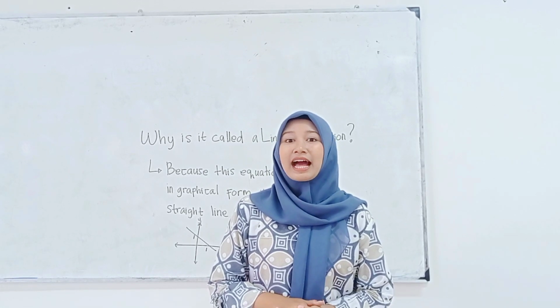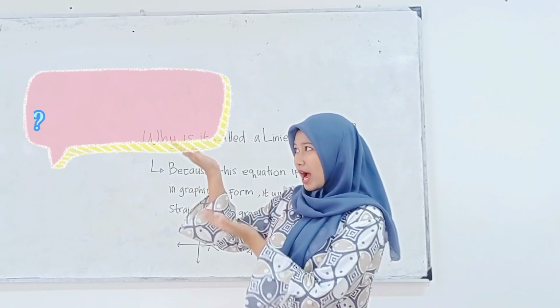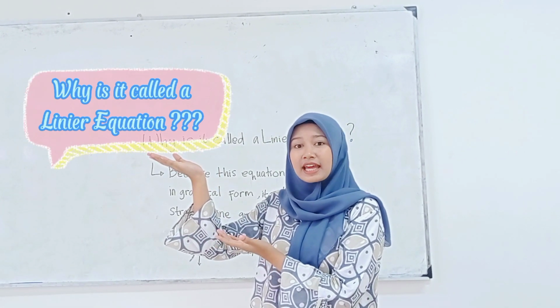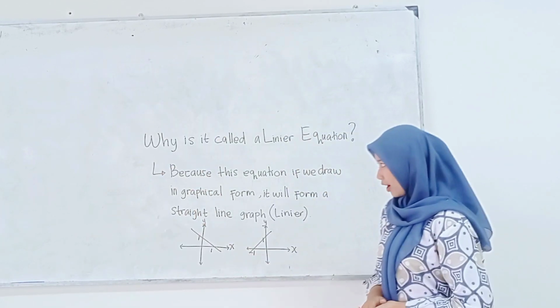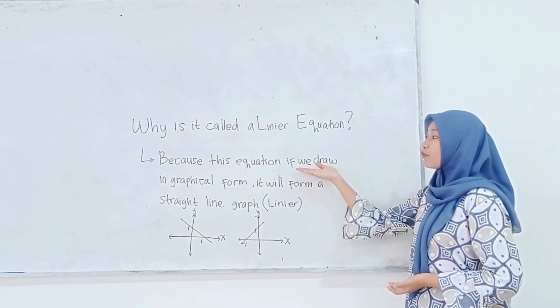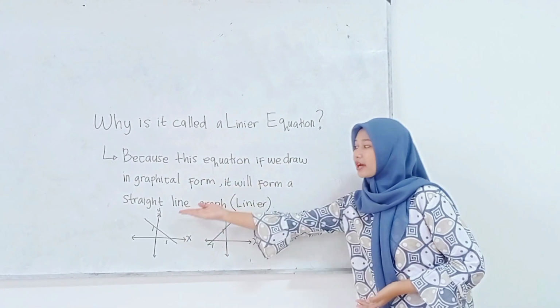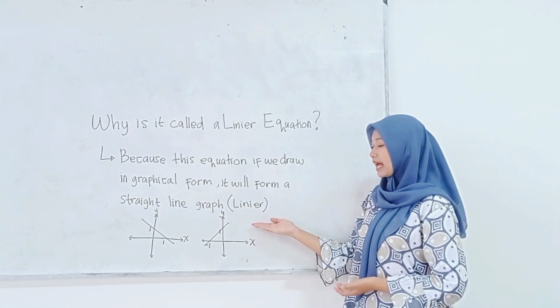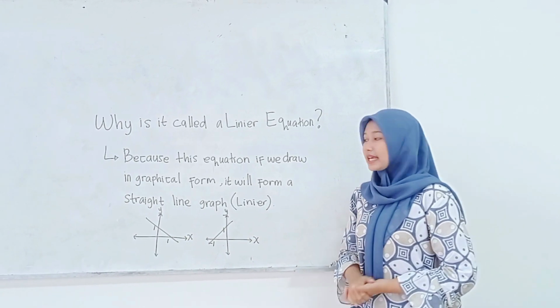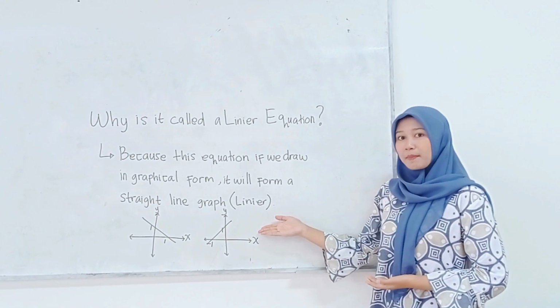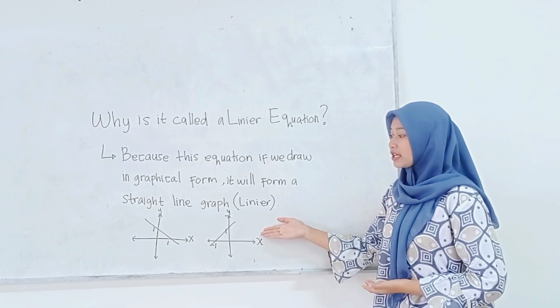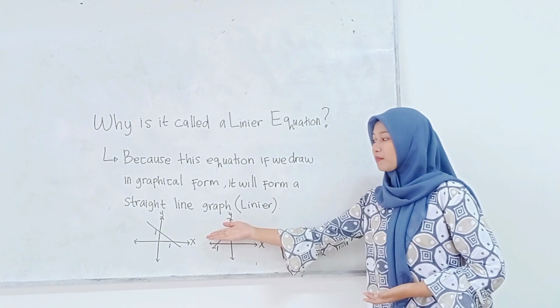Many people ask this question: why is it called a linear equation? Because if we draw this equation in graphical form, it will form a straight line graph, or linear. We can see in the whiteboard, the graph has a straight line, sloping to the right and sloping to the left.